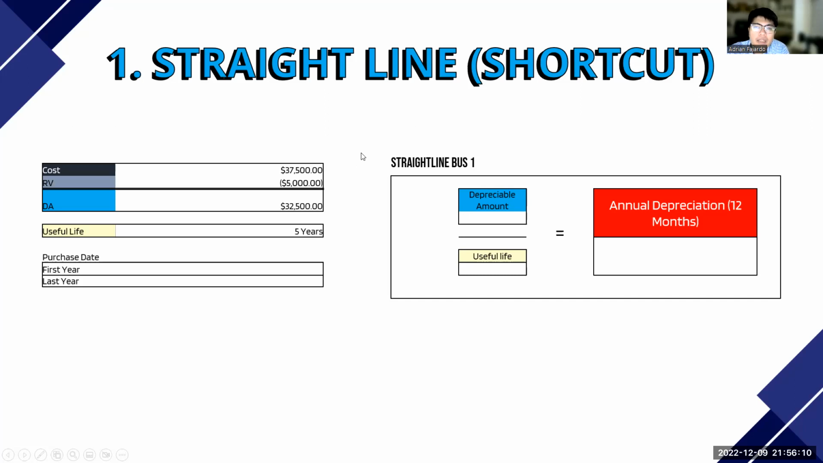Therefore, our depreciable amount is 32,500. We have a 5-year useful life, and the purchase date is when? January. Okay. So if the purchase date is January, we're lucky. It's not a mid-year purchase. So, please look at purchase dates, right? So, since purchase date, 12 months, 12 months. So, how do we solve for annual depreciation? Depreciable amount of 32,500 divided by useful life of 5 years. You have an annual depreciation of 6,500.